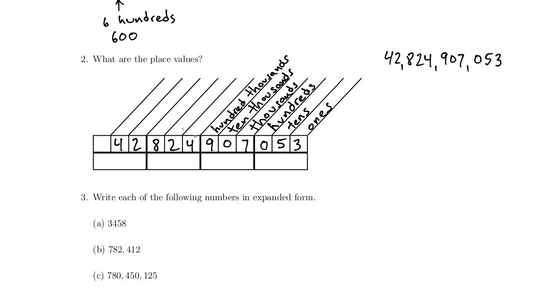Okay, the 4, now we are in the millions place. This is the millions place. The 2, this is the 10 millions place. 10 millions. The 8, this is the 100 millions.